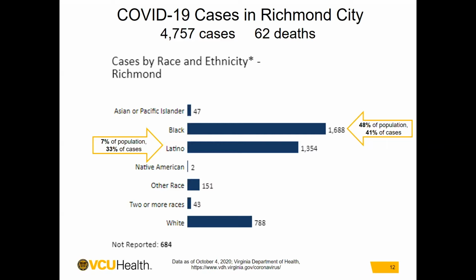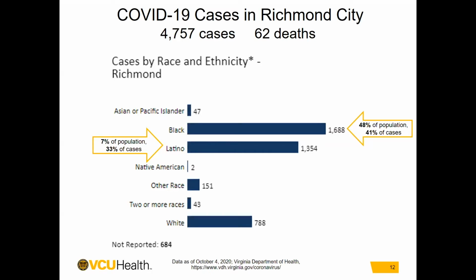For the Latino and Hispanic population, even more disturbing in regards to disparities. While our Latino and Hispanic brothers and sisters represent about 7% of the population in the City of Richmond, they represent 33% of the cases, about 27% of the hospitalizations, and 13% of the deaths. Again, right before our eyes, we are seeing disturbing statistics.